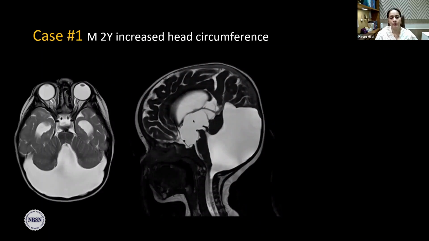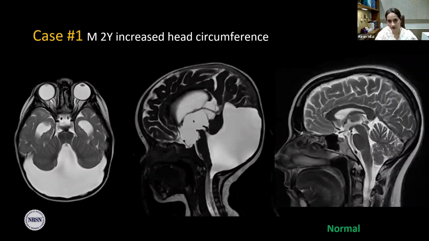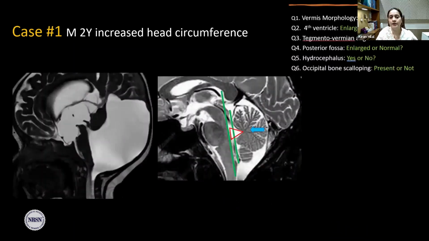So coming back to our case number one, in this child, what can be the diagnosis? We all know that we are seeing a large cyst, but what is this? Always have a normal mid-sagittal view whenever you have any kind of cyst in the posterior cranial fossa. And now let's try to solve this case using our 6-question checklist.